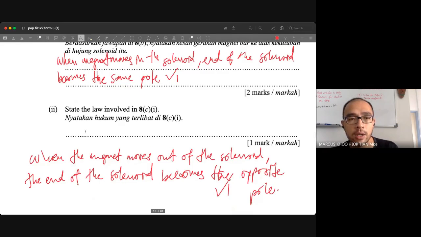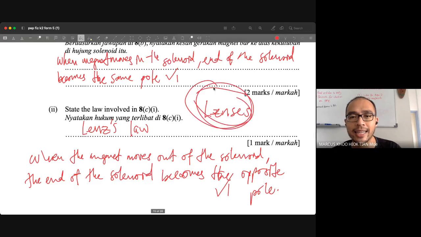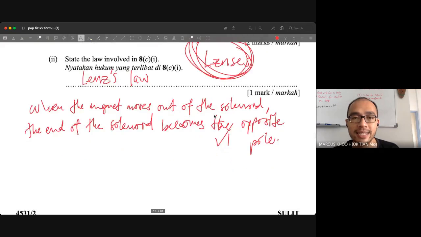State the law involved. It is Lenz's law. Actually it is supposed to have an apostrophe S, but for me the important thing is L-E-N-Z. Some people wrote it like L-E-N-S-E-S. Hello, that is a lens, not a person's name. It is not the law of lens, that is wrong. It is Lenz's law.